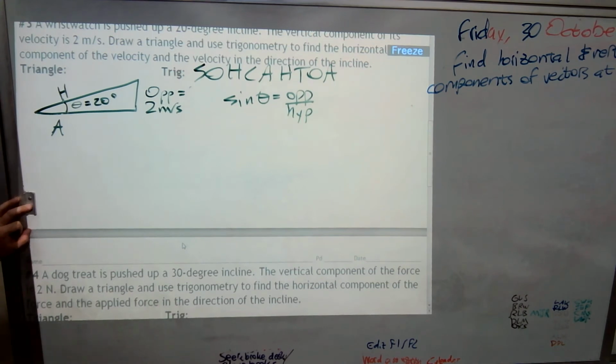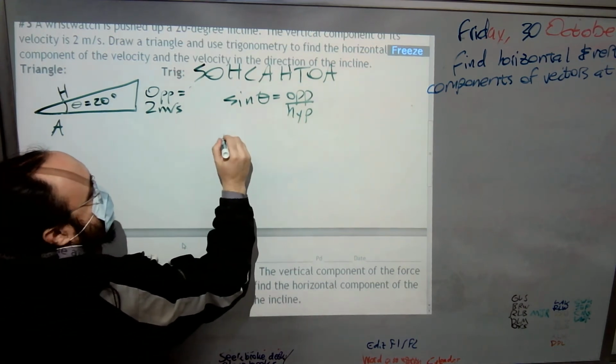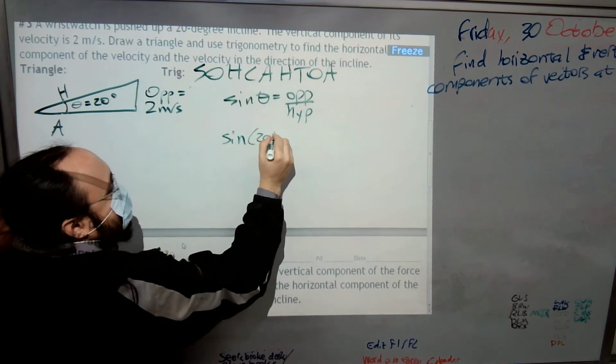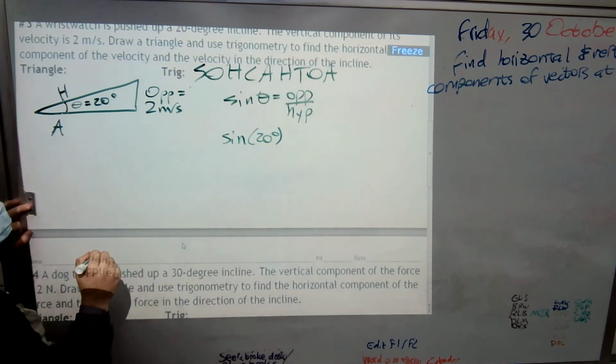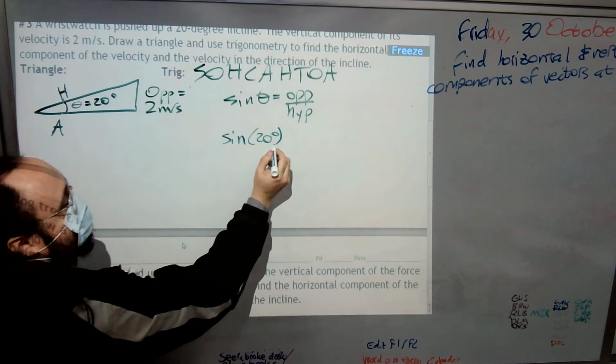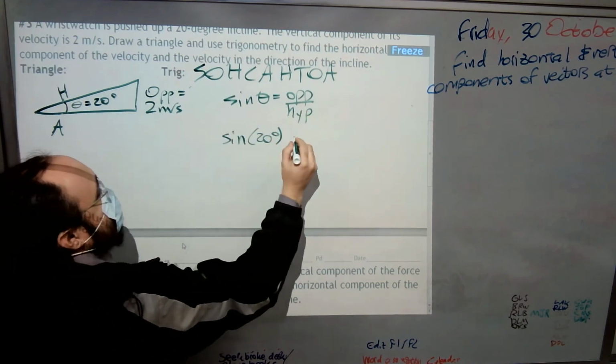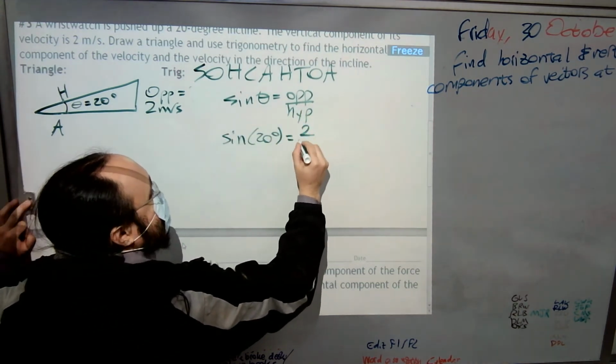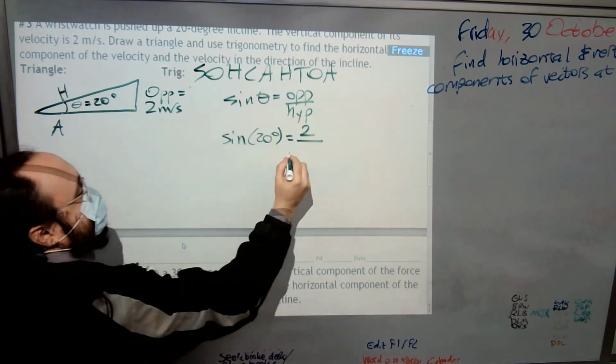And I'll plug in what I know. Theta is 20 degrees. Make sure your calculator's in degrees mode. Opposite side is 2. And hypotenuse is what we're looking for.